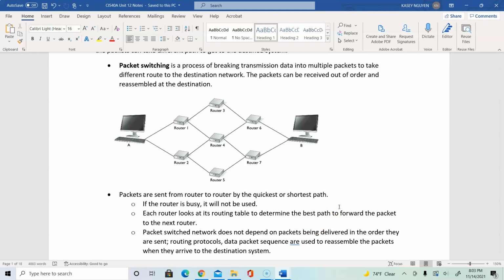So the analogy for this is like if you are taking different paths to school, one way would be able to cross different streets in order to get to the destination, and other ways would be using the freeway. So if the freeway is occupied, there's a lot of traffic, then we would be able to take different service streets in order to get to the destination. So a packet switched network does not depend on the packets being delivered in order. They are normally broken down to separate packets, and then when they get to the destination system, it would use the protocols and the sequence number to reassemble the packets.